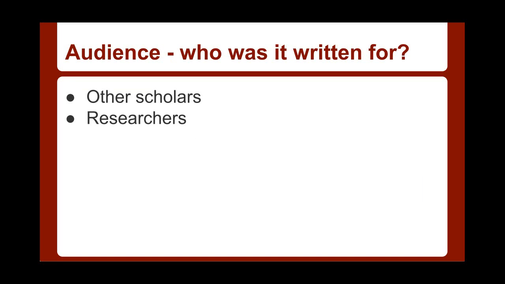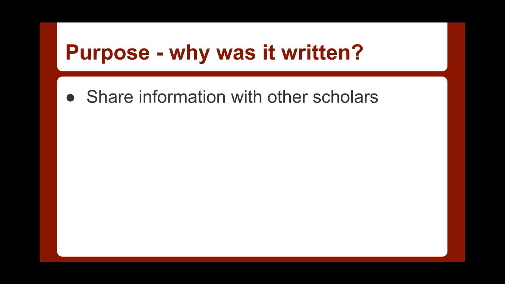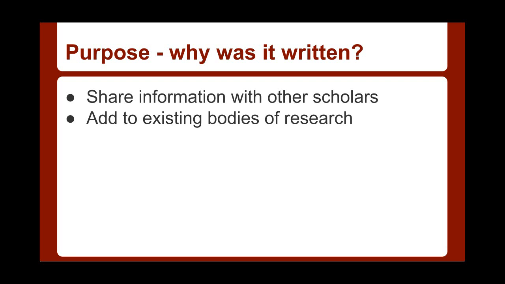Another aspect of the article we should look at is the audience, or who was the article written for. Scholarly articles are aimed at other scholars, researchers, or individuals in the academic community. Another criteria to evaluate is the purpose, or why was the article written. Scholarly articles are written to share information with other scholars. Usually, authors want to add to existing bodies of research or to present new ideas to their peers.